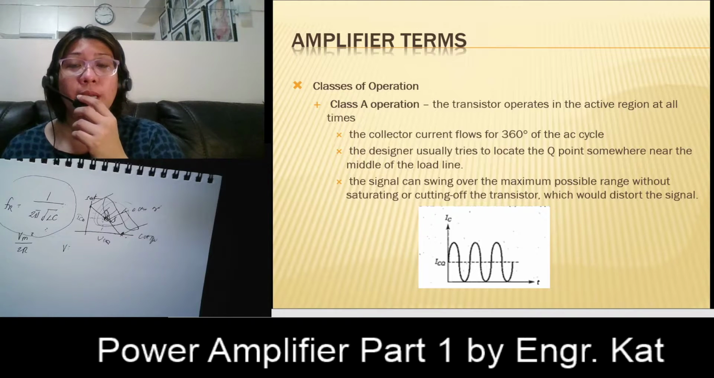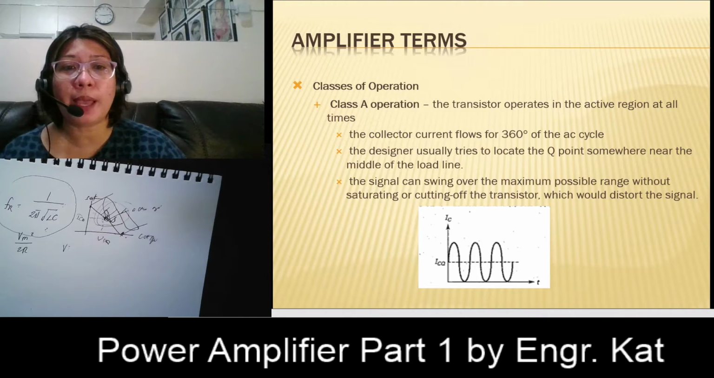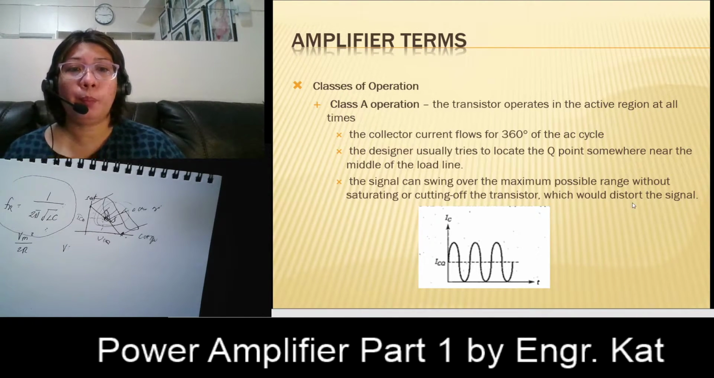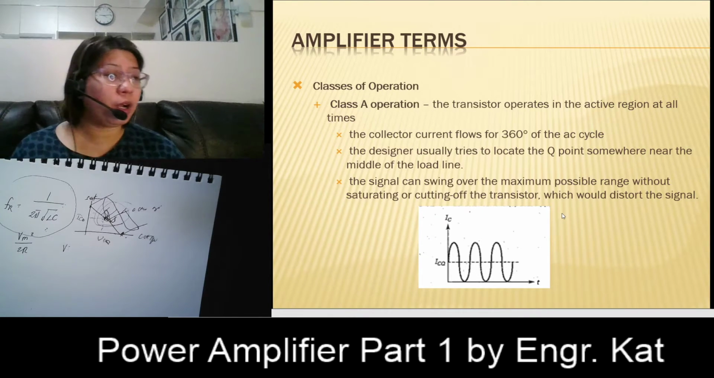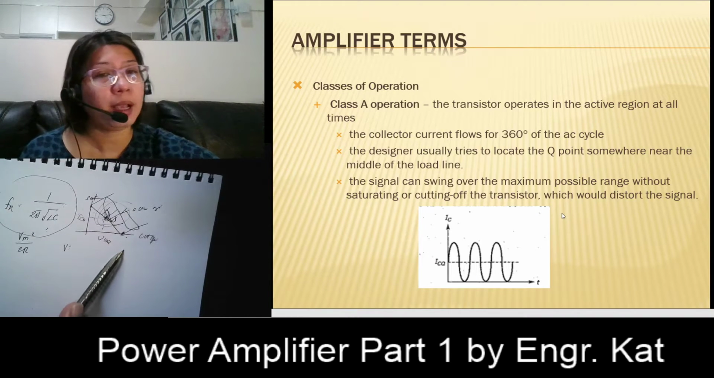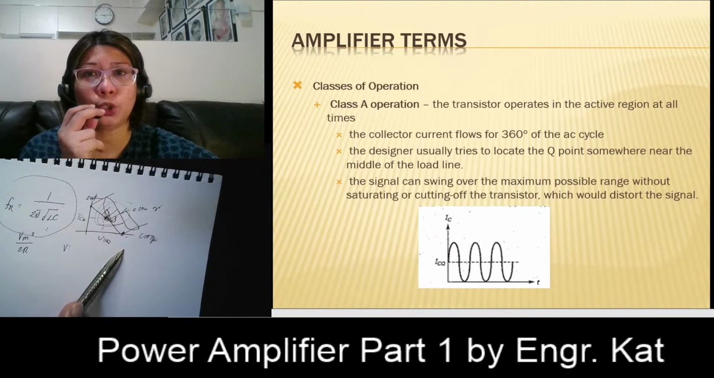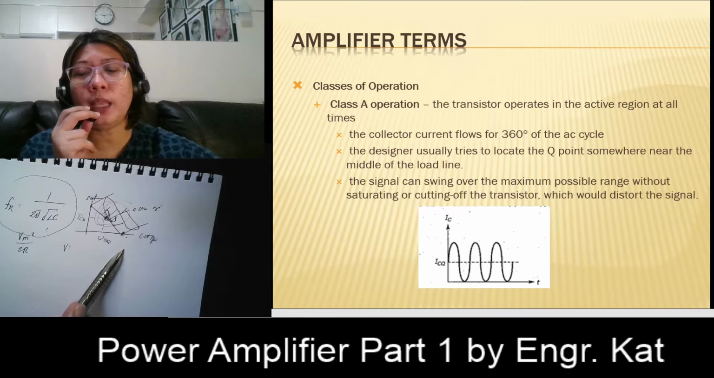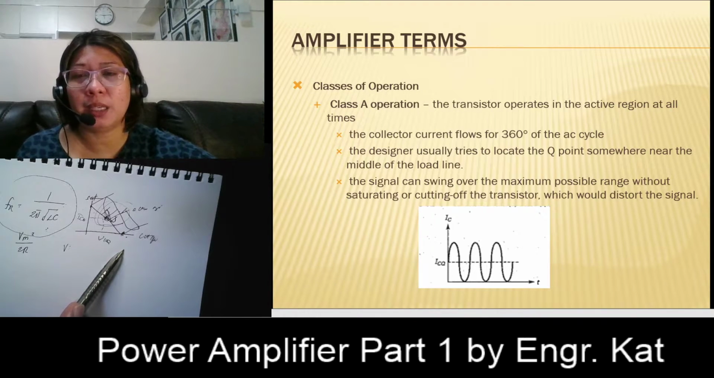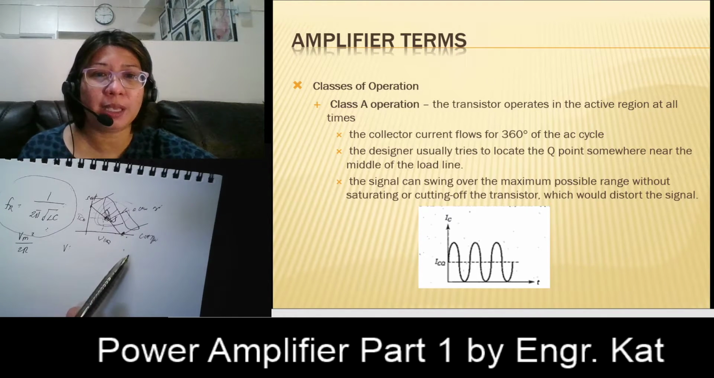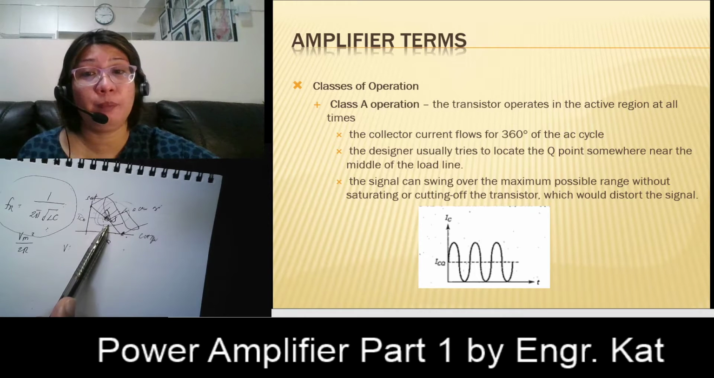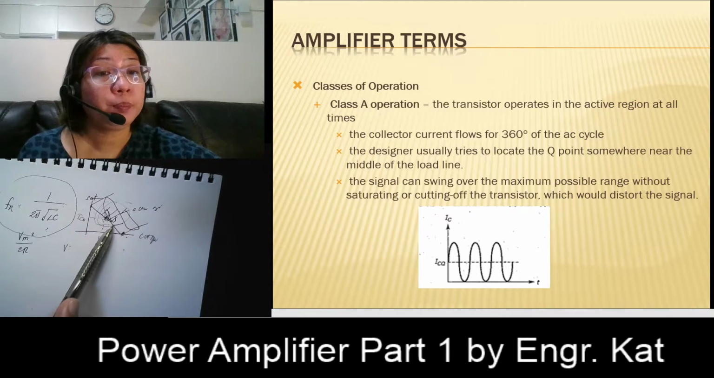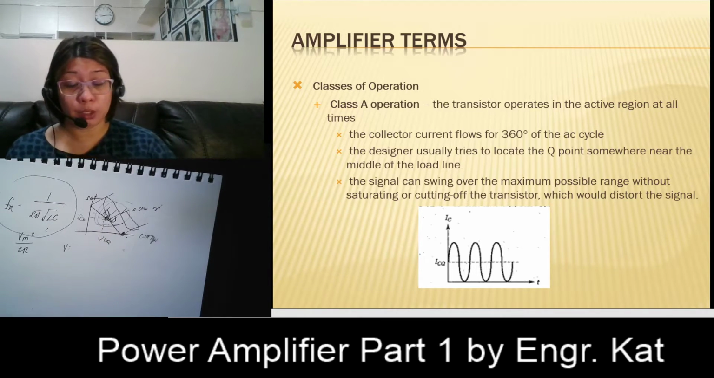Okay, so the signal can swing over the maximum possible range without saturating or cutting off the transistor, because when we reach saturation and cutoff, there is a tendency to distort our signal. So one characteristic of a class A amplifier is that it is free from distortion. Therefore, we cannot make use of a high input signal because it may cause distortion.